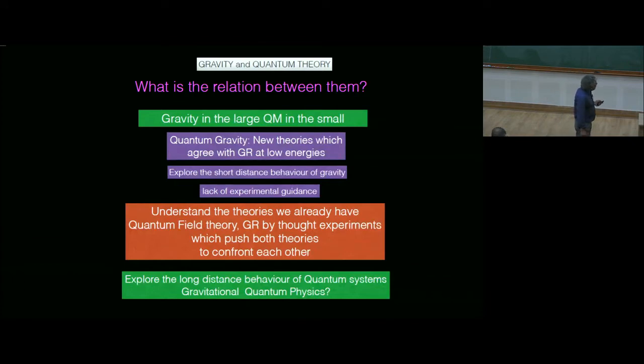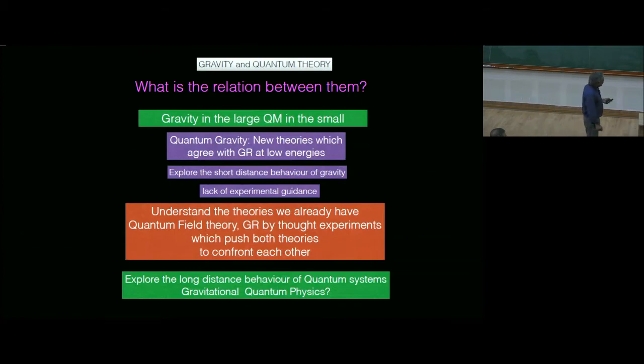Now, apart from quantum gravity, which explores the short distance behavior of gravity, we would also like to explore the large distance behavior of quantum systems. And there probably is no good name for it, but let's call it gravitational quantum physics. So the trouble with quantum gravity is that, when one is exploring new theories, our accelerators are not much good. One has to use primarily theoretical ideas, and there's very little experimental guidance.